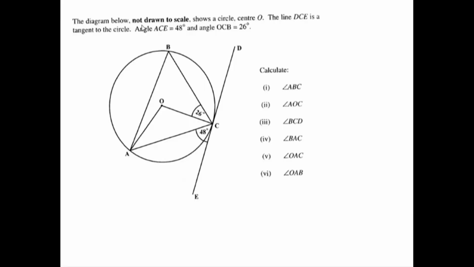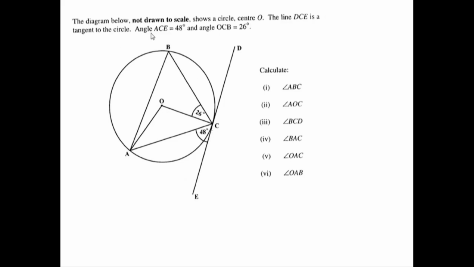So the diagram below, not drawn to scale, shows a circle with center O. So we have to keep in mind I have a center. The line DCE is a tangent to the circle. Let's check it out. So we have D to C to E. Okay, so it's indeed a straight line, and it is a tangent to the circle.